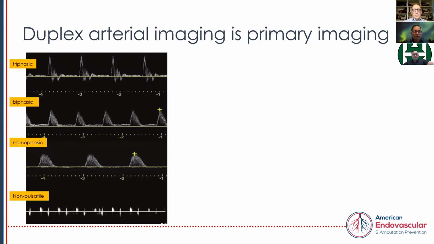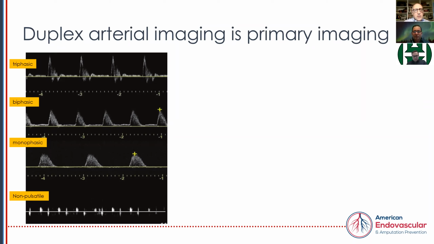So Dr. Shams, why don't you walk us through these normal and abnormal duplex patterns? Sure. So the first image on top, we can see here is a triphasic pattern. We have the upstroke, downstroke, and then a small upstroke at the end. This is a normal pattern that you should see in normal vessels throughout the distal runoff vessels.